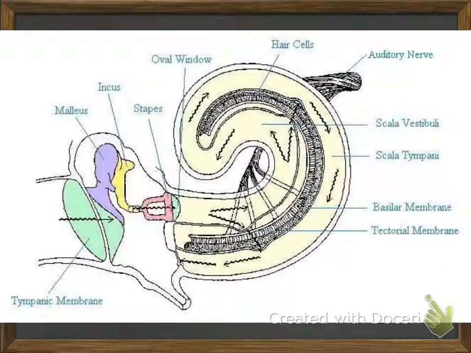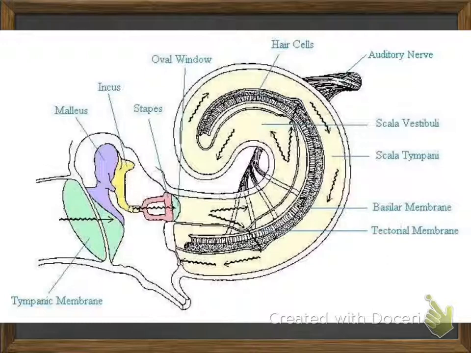The stapes causes the oval window to vibrate, and the vibrating of the oval window causes the fluid within the cochlea to vibrate. The hair cells of the basilar membrane and the tectorial membrane receive the vibration, which turns into increased firing of the axons on the auditory nerve, also known as cranial nerve 8.